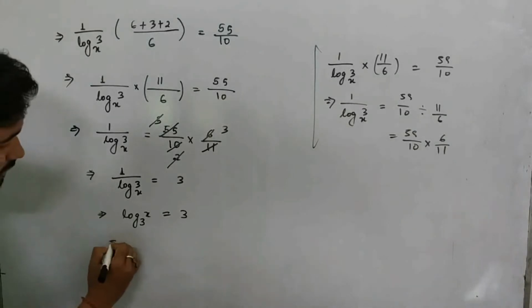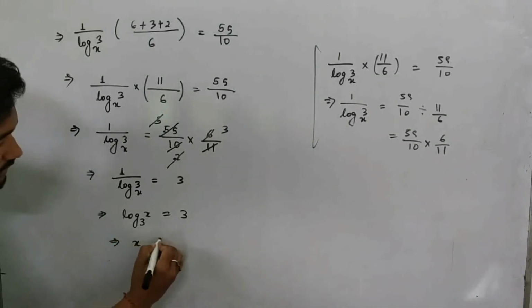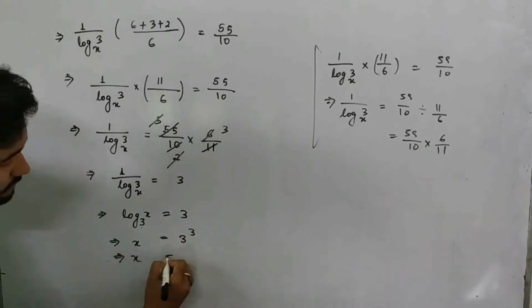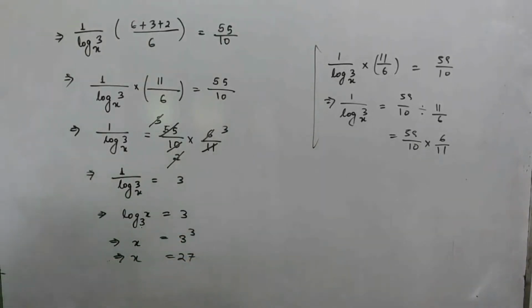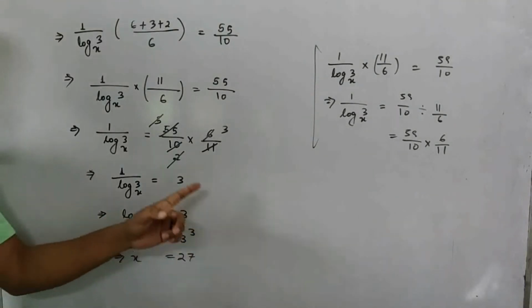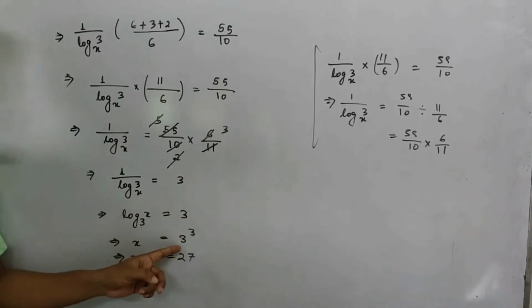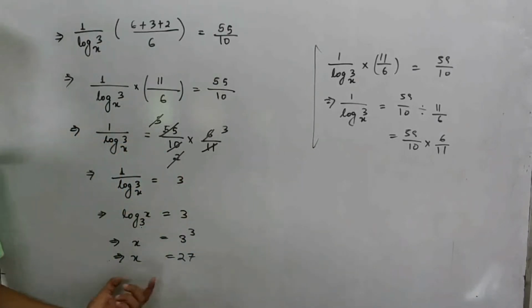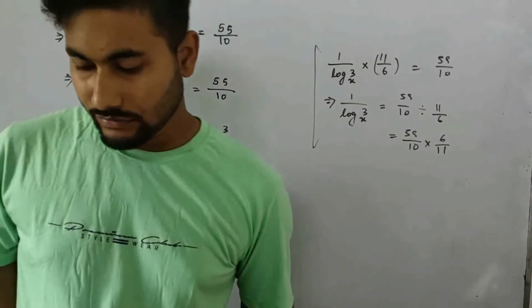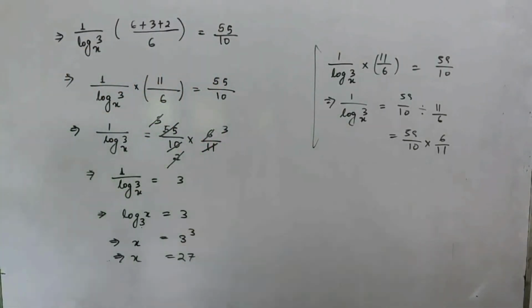So now take it to exponential form, you will get x. x will be equal to what? This base will go over here, 3 cube. That means x is equal to 27. This is your answer. Very simple, isn't it? Change of base I have done. Then take it to exponential form. This base will go over here, base 3 to the power 3, exponential form. So what is the value of x? The value of x is 27. Okay. So simple question.